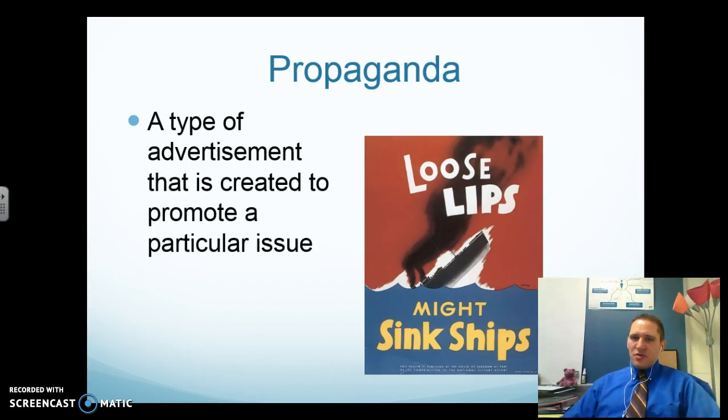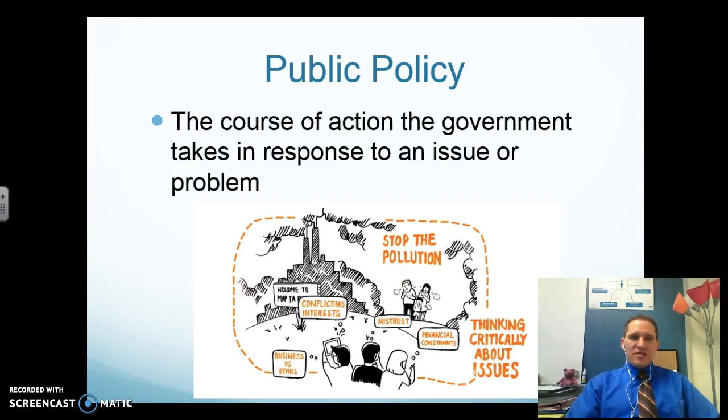All right, propaganda. You learn about this in 7th grade history quite often. This example, loose lips might sink ships, is from World War I, World War II. Okay? The type of advertisement that is created to promote a particular issue. So they're trying to influence your thinking, try to get you to believe in what they believe in. Okay, it could be by a candidate or by a party. All right, 3 more.